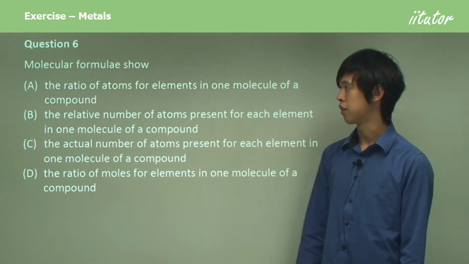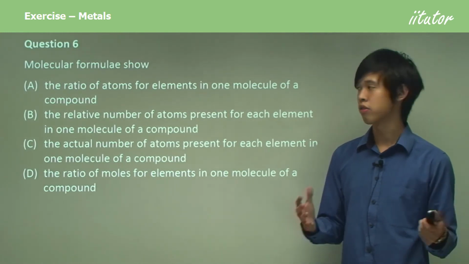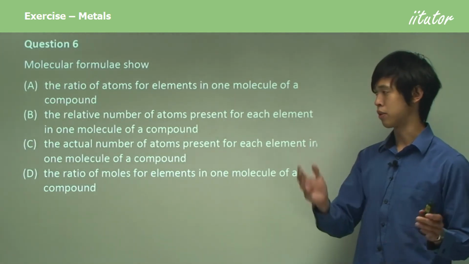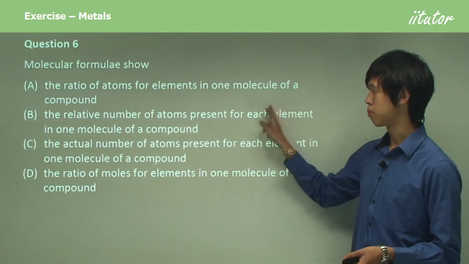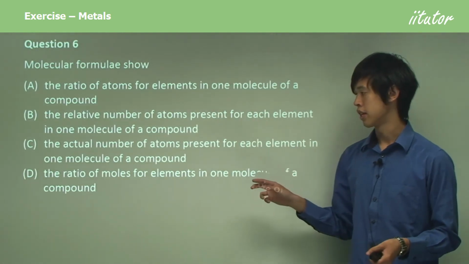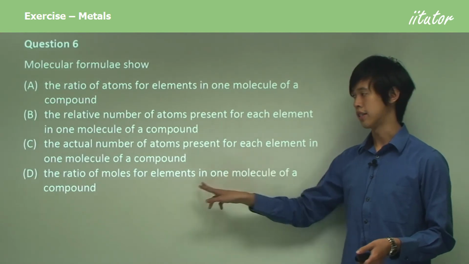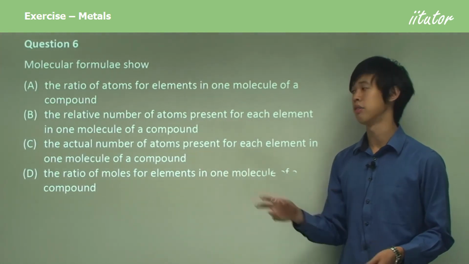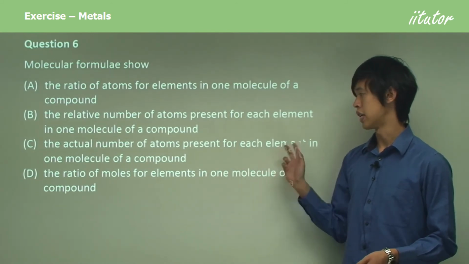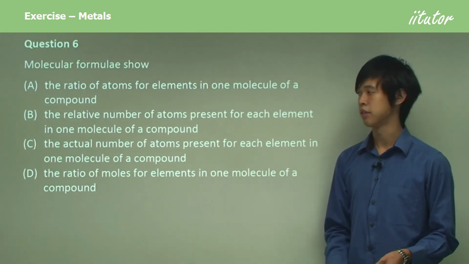in general show, well, they show the total number of atoms of each element in a particular compound. So it's not A because it's not a ratio, and it's not B, not the relative number. It shows the actual number, and it has nothing to do with moles, so it can't be D. So C shows the actual number of atoms present for each element in one molecule of a compound. So it's C.